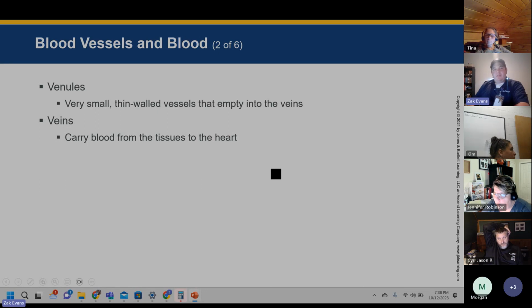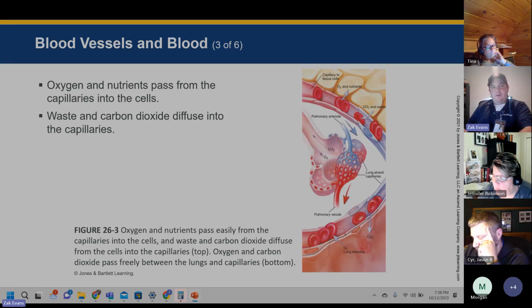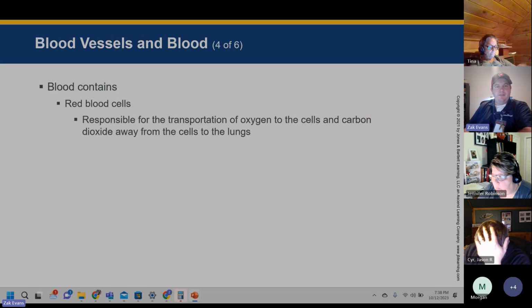Venules are very small, thin-walled vessels that empty into the veins. Veins are the ones that carry the blood from the tissues to the heart. Oxygen and nutrients pass from the capillaries into the cells. Waste and carbon dioxide diffuse from those cells into capillaries. Any confusion on that? Good deal. See a lot of head shaking.